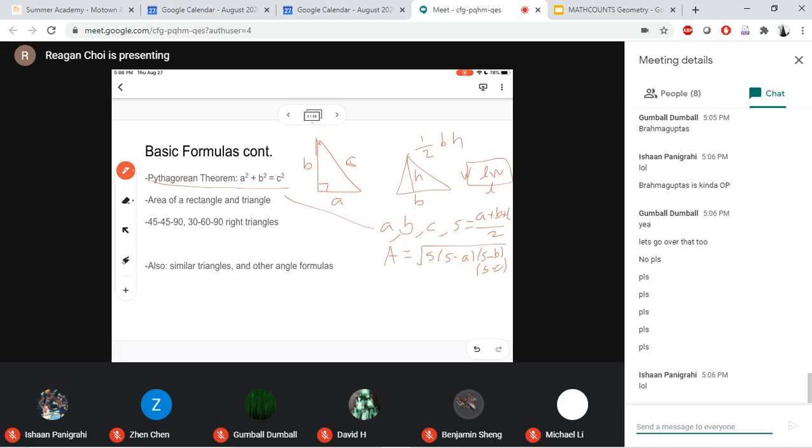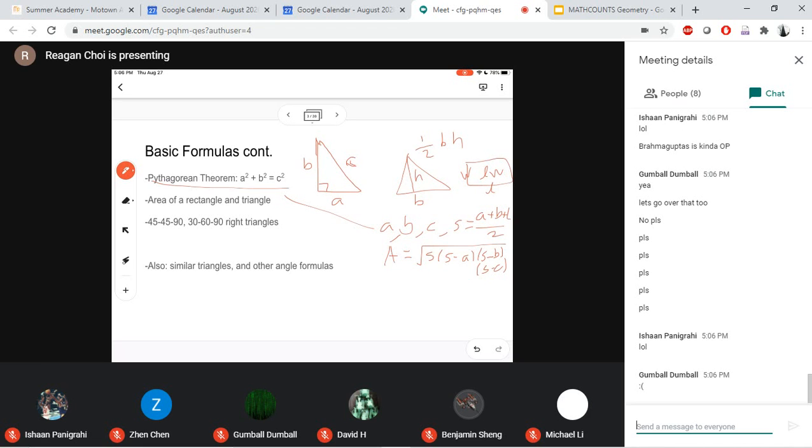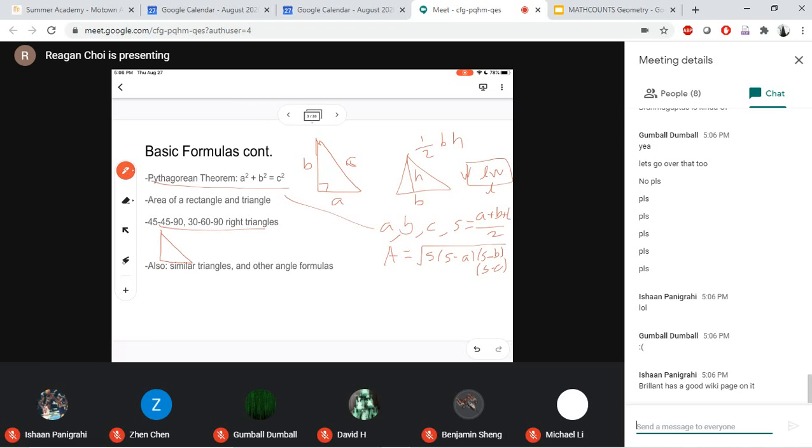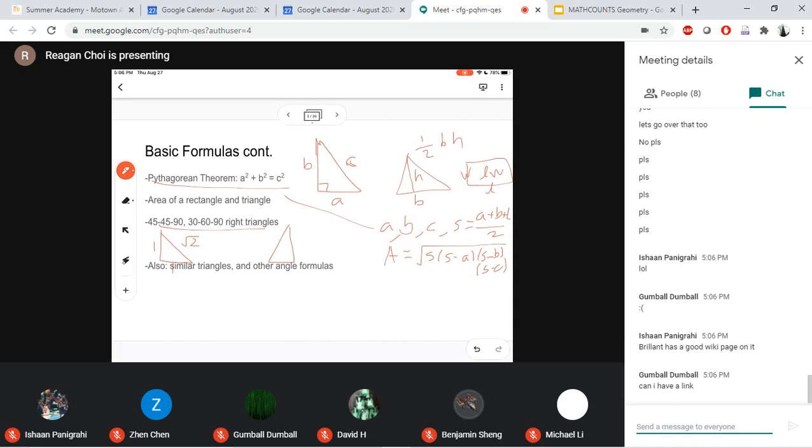You can post in the chat if you want. Special right triangles. This is the only form of kind of trigonometry that you'll have to know, but it's not really trigonometry. If it's a 45, 45, 90 triangle, you get 1, 1, root 2 as the side lengths. 30, 60, 90, you get root 3, 2, and 1. These are the side length ratios. So usually you won't get any other angles like 36 degrees or 15 degrees. Usually these are the only ones you have to know.